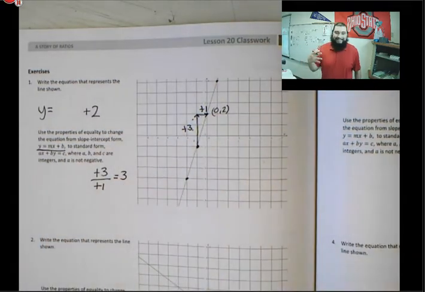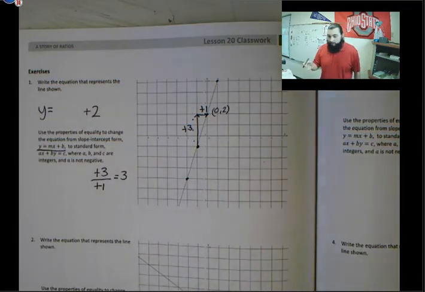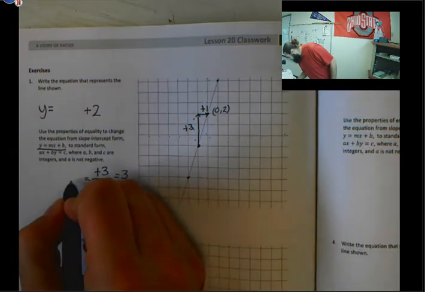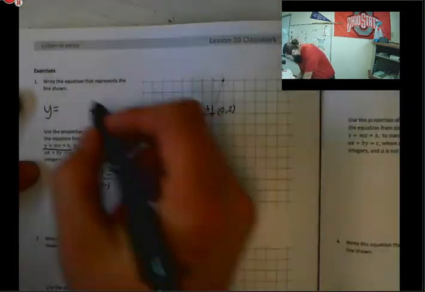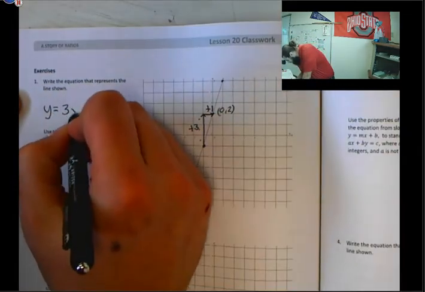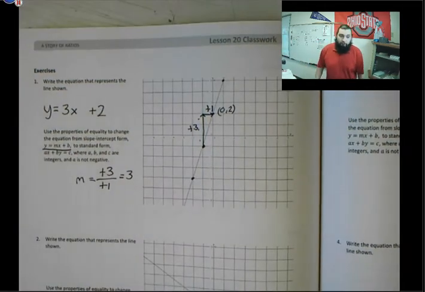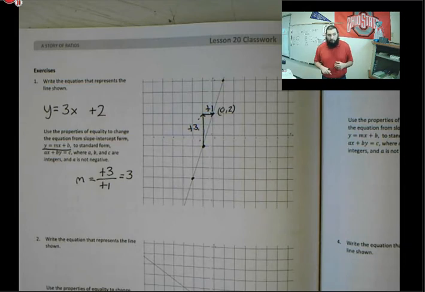And so we're going to take this value of 3, which we've now identified as our slope, and we're going to plug it into our equation where m goes, which is right here as our coefficient of x. So for this equation, or rather for this line, our equation is y equals 3x plus 2. This is our equation in slope-intercept form. To get to standard form is a little different.